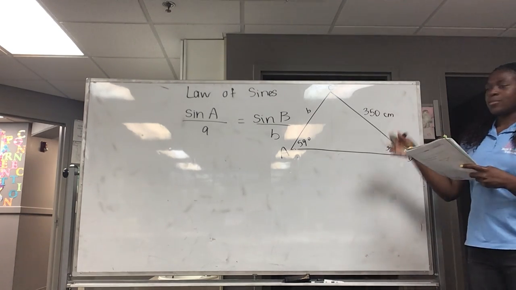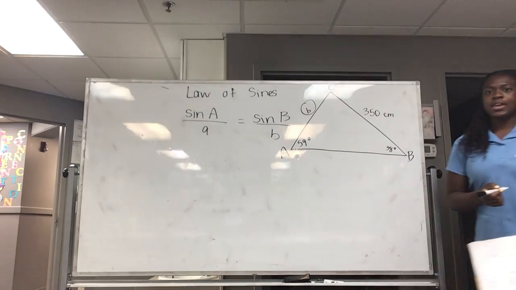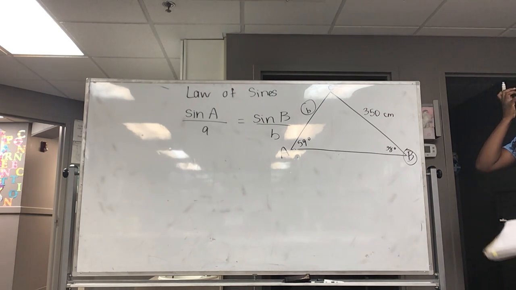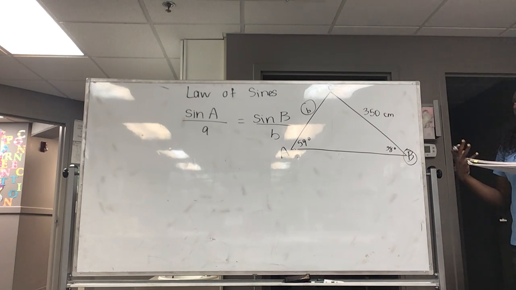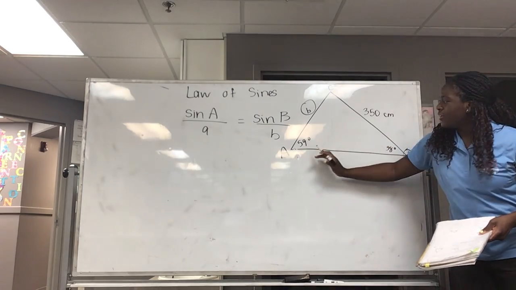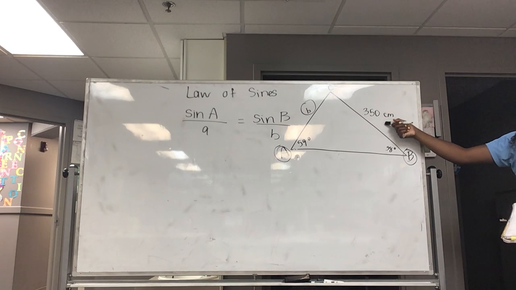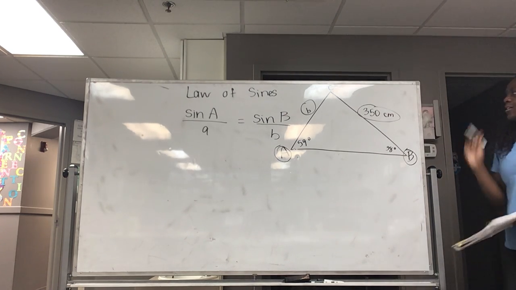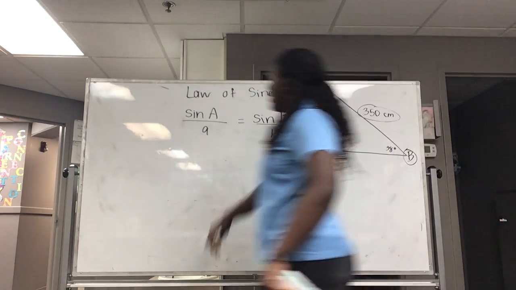So to do that, we're gonna plug in what we know. We're looking for side length B, and so the angle that goes along with it is that uppercase B. And then we also need to know another angle and then another side. So we know that this angle A is 59 degrees, and the corresponding side length A is 350 centimeters. So that gives us enough information to solve for this.